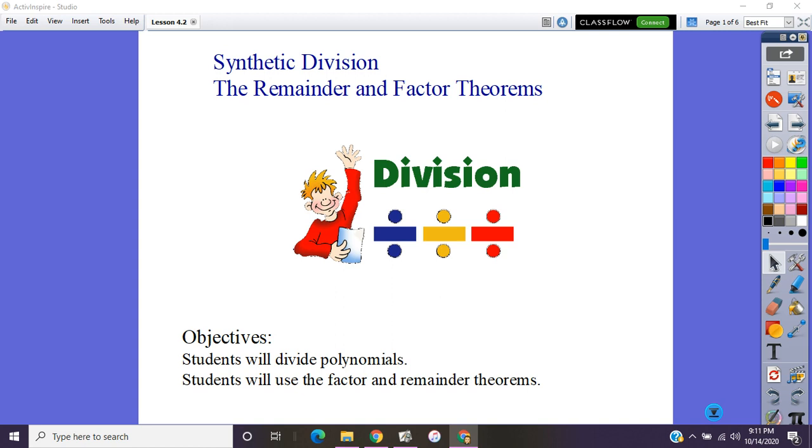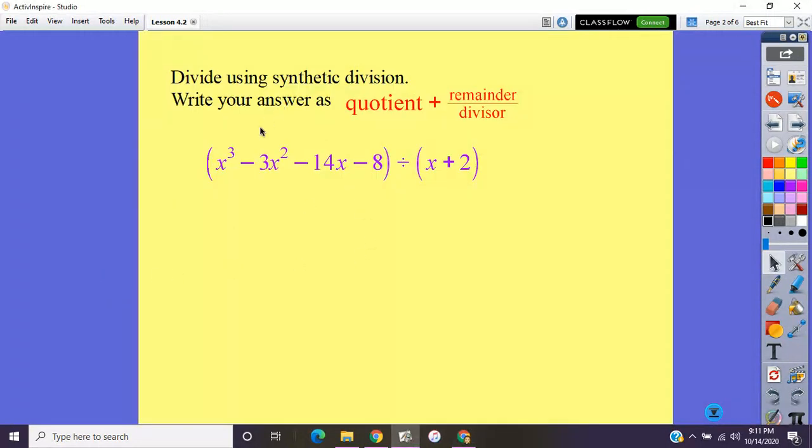We are going to talk about synthetic division as well as the remainder and factor theorems. This is a fairly straightforward process if you remember synthetic division from Algebra 2. This is specifically for a college algebra class. When we do our synthetic division, we want to write our answer as the quotient plus the remainder over the divisor. Sometimes we see it written in other ways, and we'll talk about that here in a second. But let's go through the examples so you can see how this works.